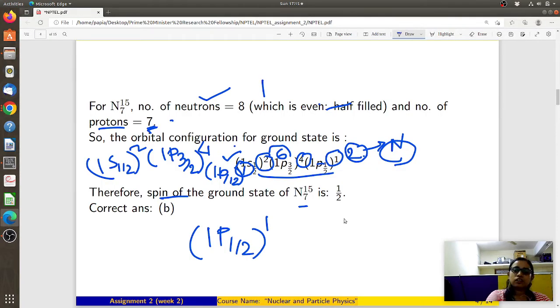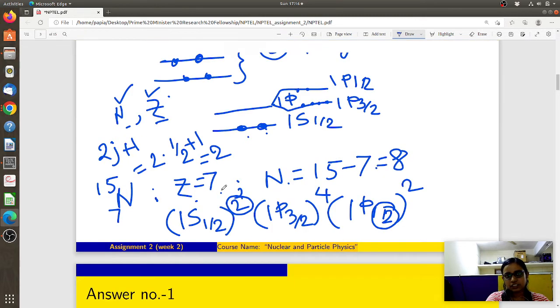So that means the spin of that orbital ground state will be half, which is given here. So the answer to that question will be B, because in that question option B is half.